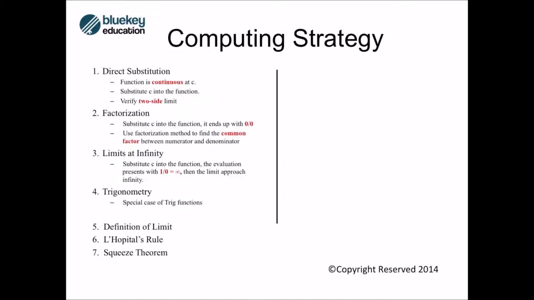The first one is sin x divided by x. As x approaches 0, the limit goes to 1. And the other one is (cosine x minus 1) divided by x. As x approaches 0, the limit goes to 0. Sometimes you need a definition to solve a limit as well. For L'Hopital's rule and the squeeze theorem, I'll use a separate lecture to discuss.